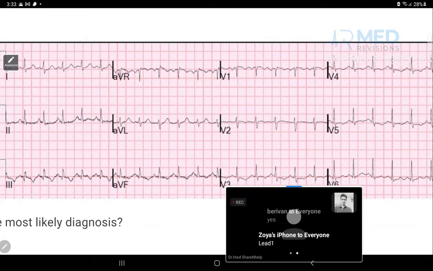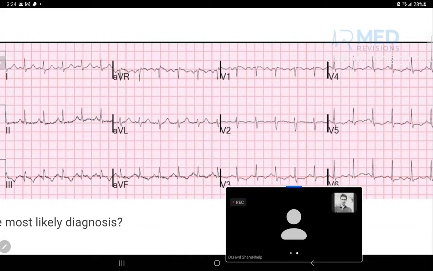Okay, lead one, you see a P wave, right? Here's a P wave. So it's good you located a P wave. Now, in here also, if you look at lead V3, you see a P wave. In lead aVF, you see a P wave. In V6, we see a P wave. We do see P waves, all right?